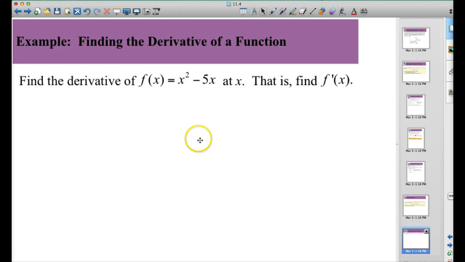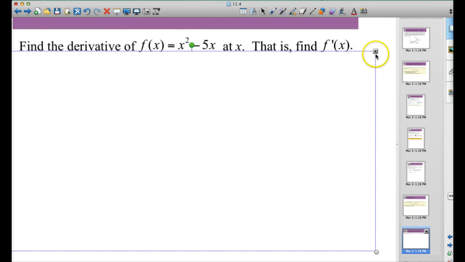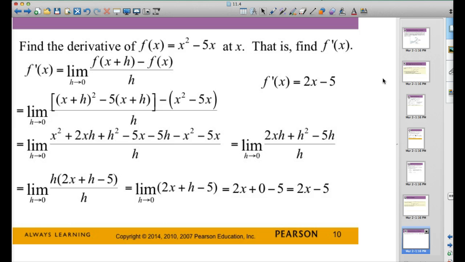Find the derivative of this. So basically, that is find f prime of x. We're going to do that: f of x plus h minus f of x over h, limit as h goes to 0. So if we look at this formula, we're going to say, okay, we're going to plug in x plus h into our equation, and x plus h here. So we get x plus h squared minus 5 times x plus h minus x squared plus 5x over h. Foiling this out, minus 5x minus 5h minus x squared.